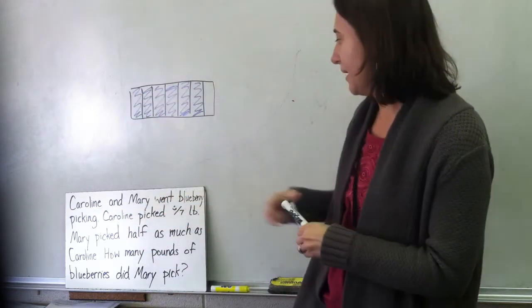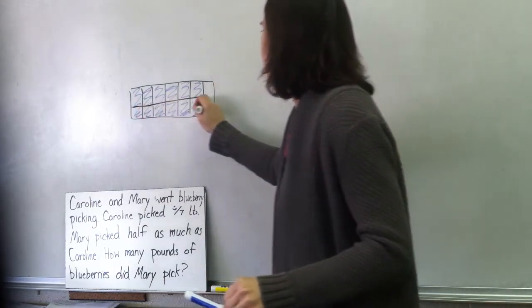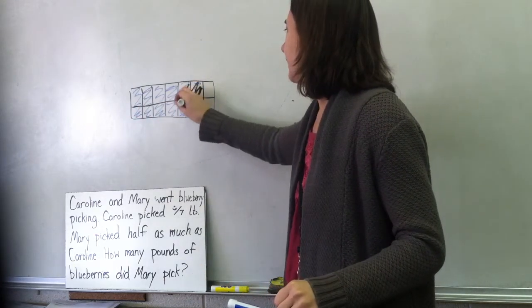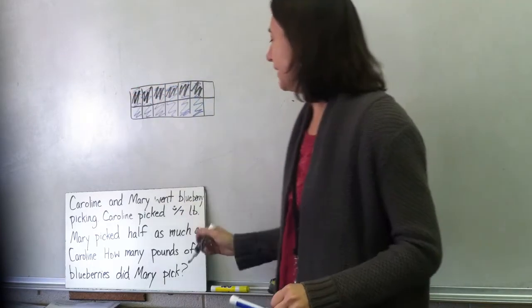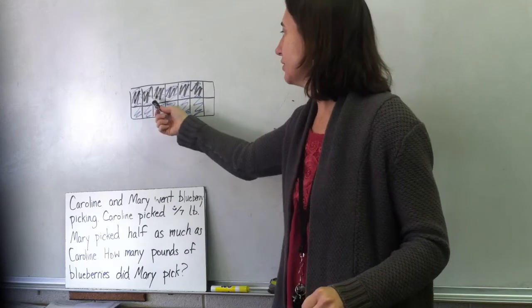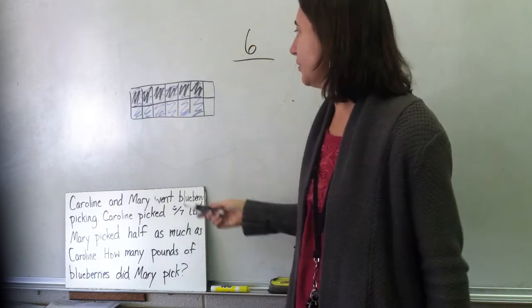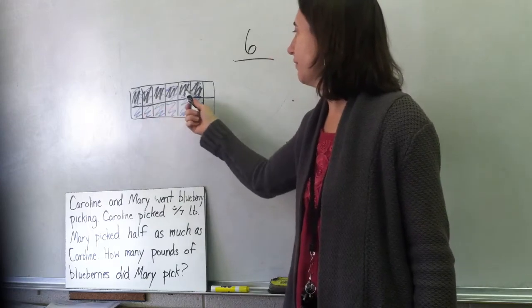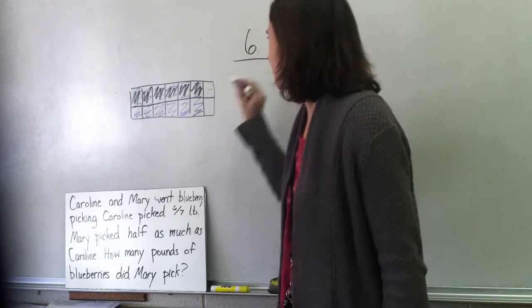Now, as you can see, Mary picked half as much. That means we need to divide it in half and color in half of these. Now, we want to know how much Mary picked. Well, let's see. 1, 2, 3, 4, 5, 6 out of a total of 1, 2, 3, 4, 5, 6, 7, 8, 9, 10, 11, 12, 13, 14.